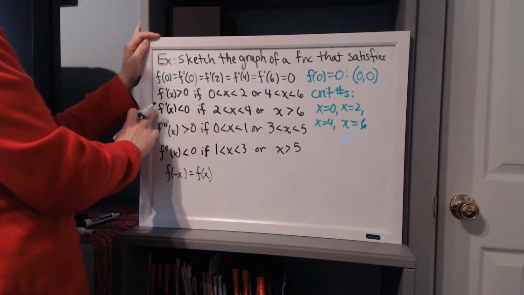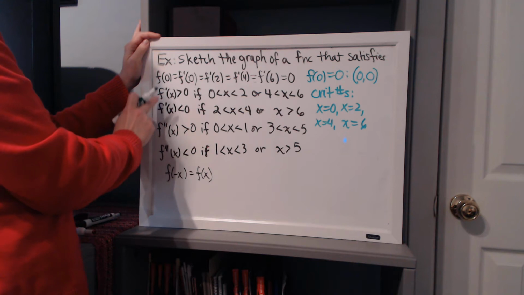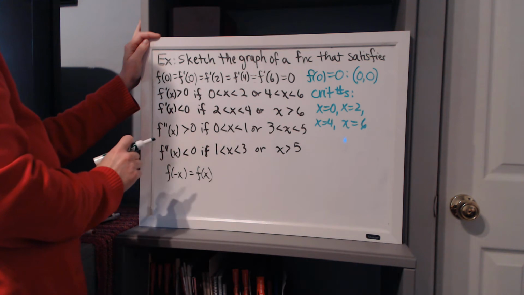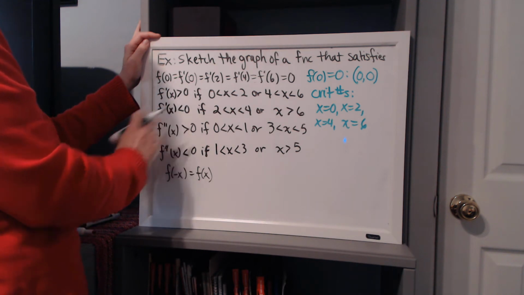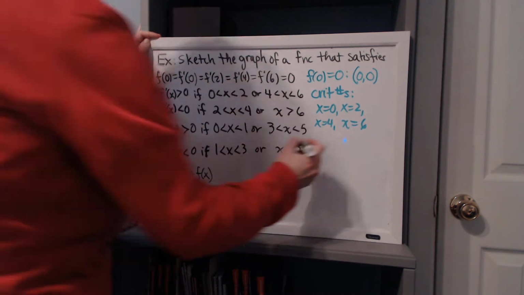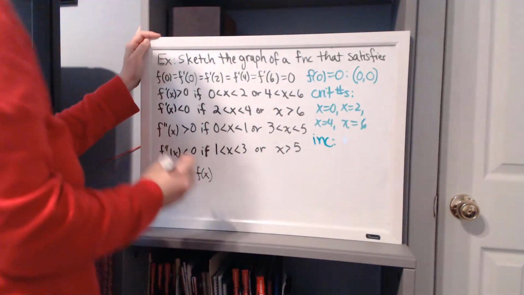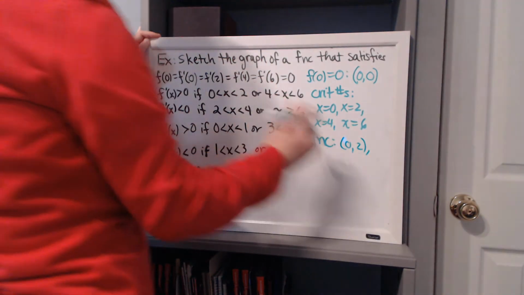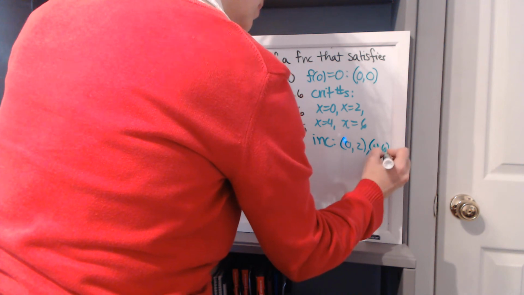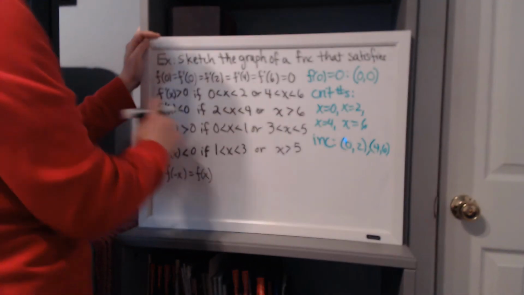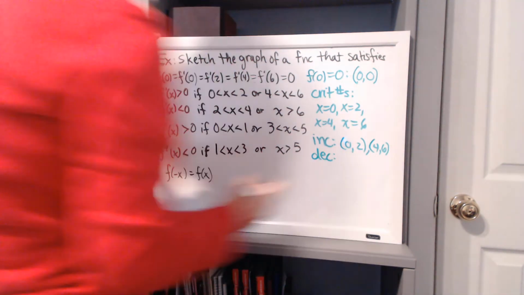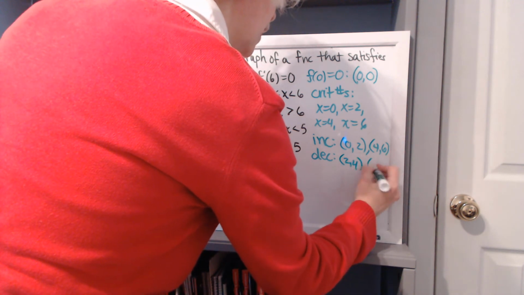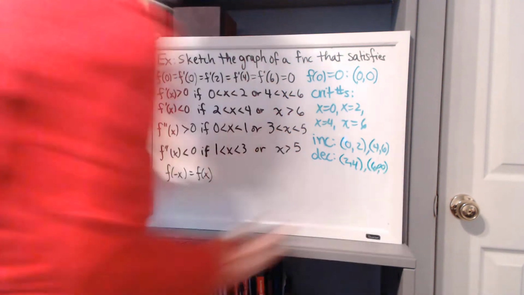Now, our next two lines here and here are about the first derivative. We have f prime of x greater than 0. That tells us when the function is increasing, and f prime of x less than 0 tells us when the function is decreasing. So we can say the function is increasing between 0 and 2, and then again between 4 and 6, and then decreasing where the first derivative is negative, between 2 and 4, and then from 6 to infinity.